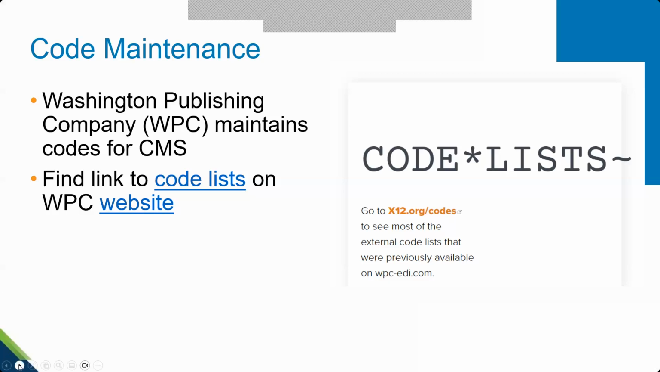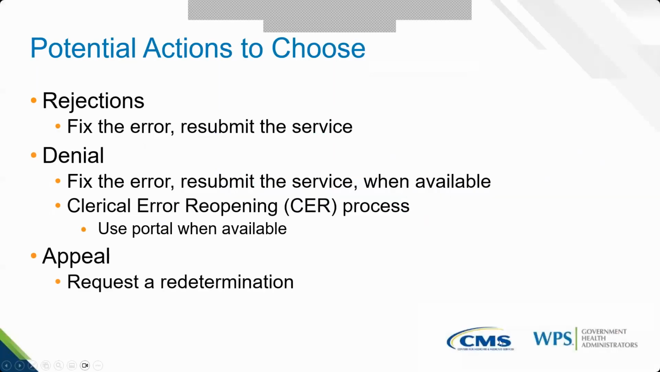Now, after reviewing that RA, you're going to need to choose the action that you need to take to either fix, correct, or resubmit, or even request an appeal. So for an unprocessable or rejected claim, you will need to fix that error and resubmit the claim. Or if the claim or the claim line denied, there could be multiple actions to choose from. You may be able to simply resubmit the service if a claim denied.